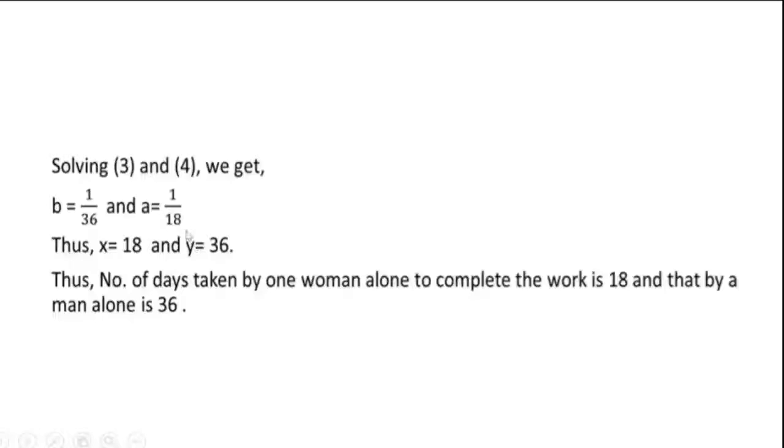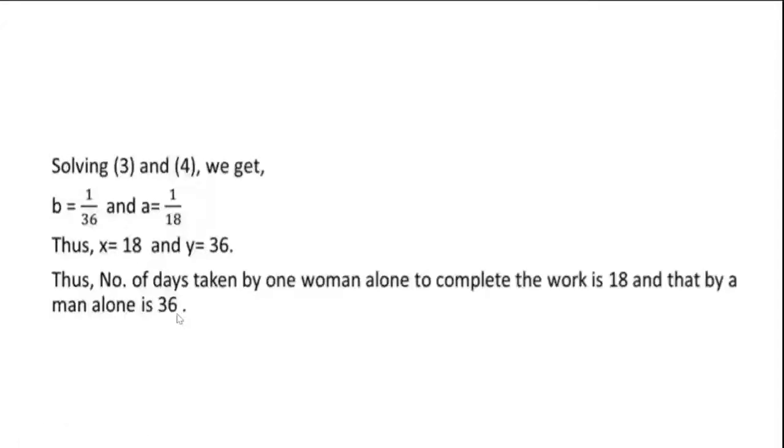Exactly same way. A was what? 1 upon x. So 1 upon x is equal to 1 upon 18. That means x is equal to 18. Thus, the number of days taken by one woman alone to complete the work, which was x, is equal to 18 days. And that by the man alone is 36 days. So I hope this question is clear.